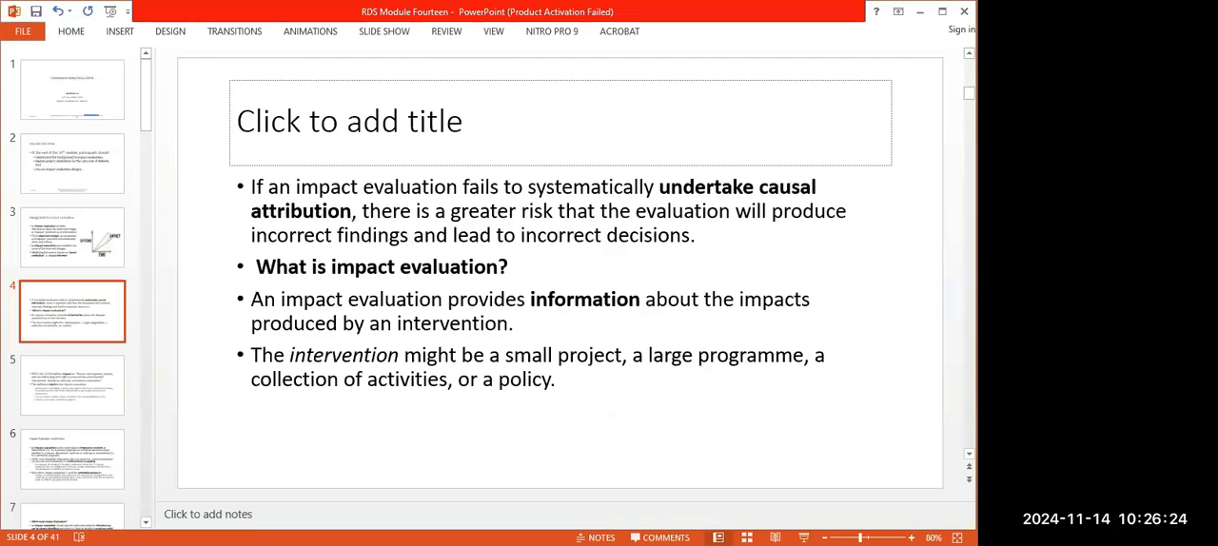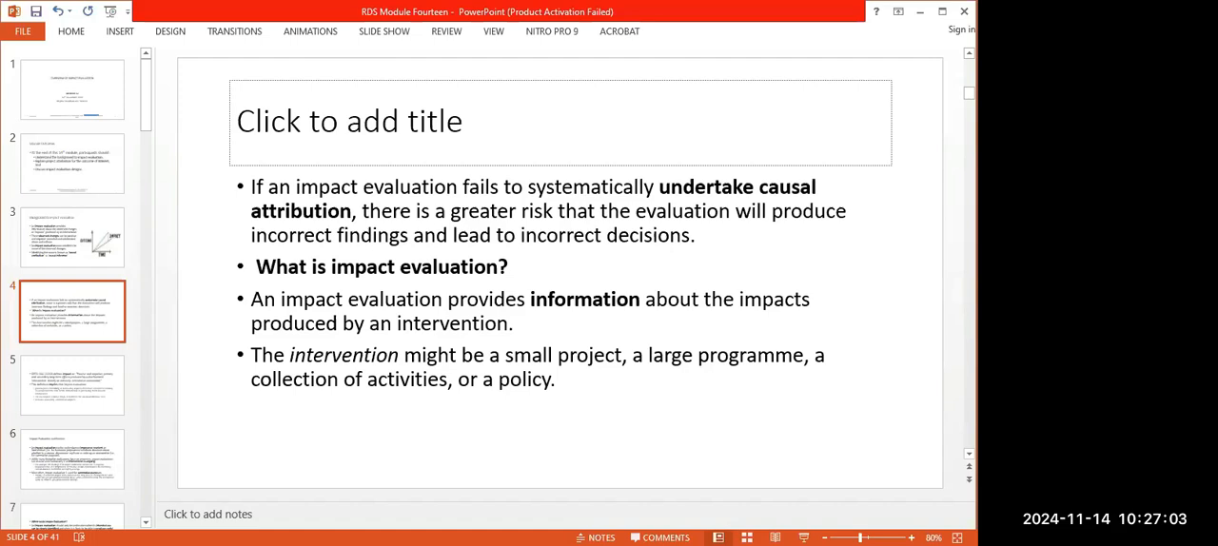So if an impact evaluation fails to systematically undertake causal attribution, that is, if it does not bring in clarity about why things have happened the way they have, then that impact evaluation may not be correct. In other words, impact evaluation is supposed to give us an explanation of what we see, whether positive or negative. We should see the causal aspect to it, what we call causal attribution.